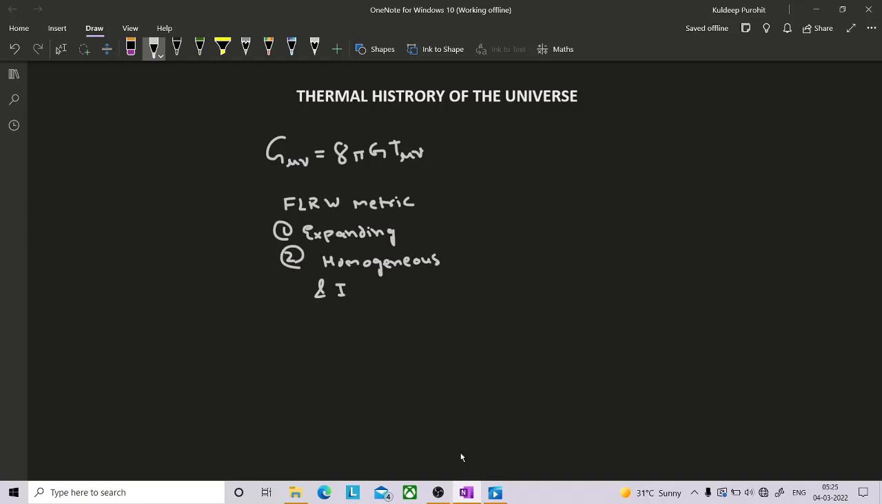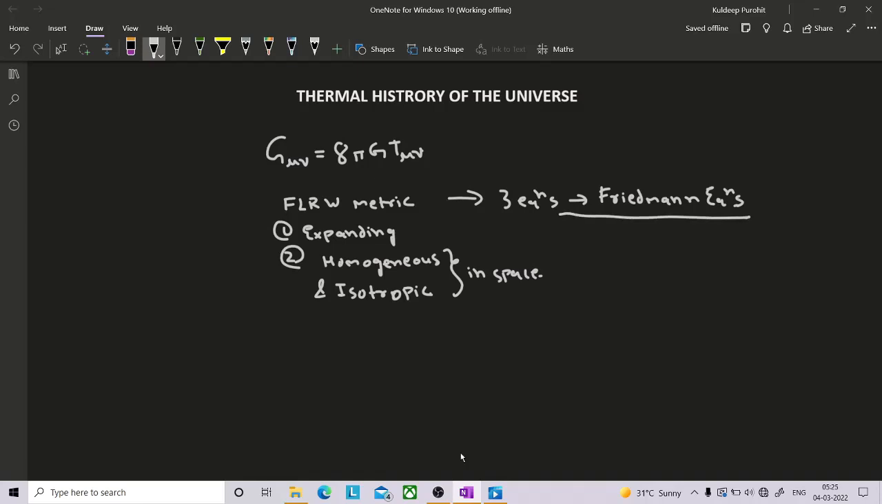and isotropic universe. I mean homogeneous and isotropic in space, not in time. So when we solve the Einstein's equation with FLRW metric, we get a set of three equations. These three equations are nothing but the Friedman equations. And these three equations generally govern the dynamics of the universe.